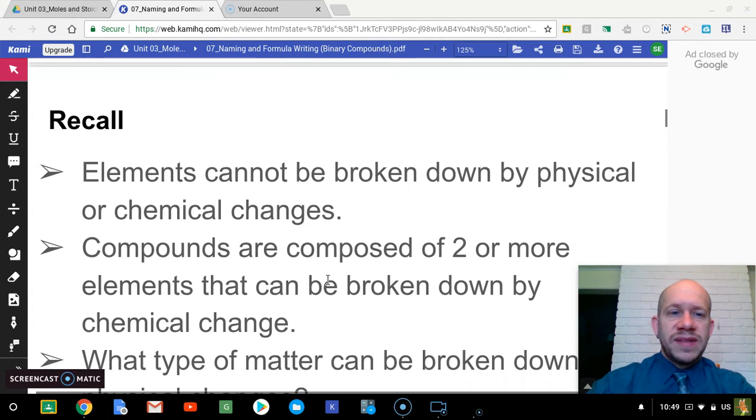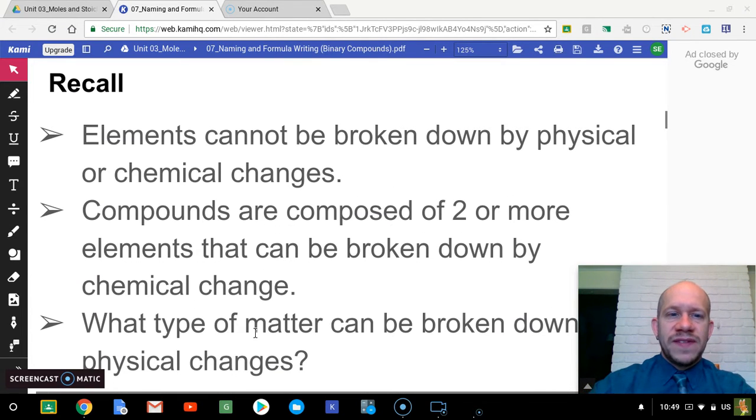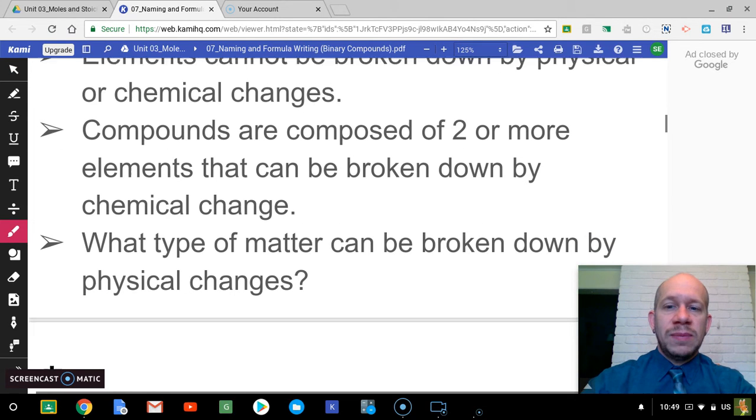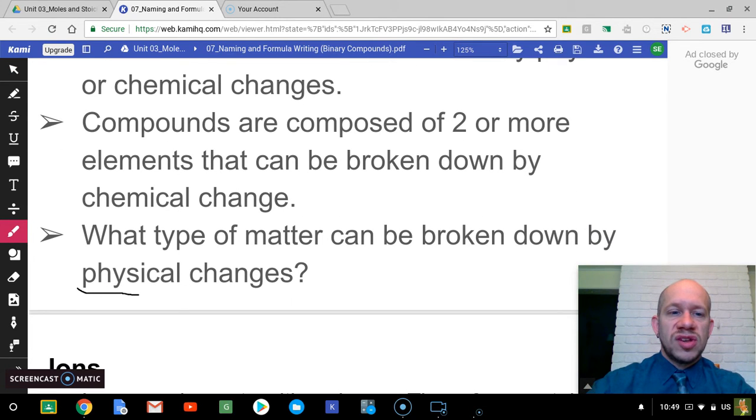Recall from our last unit that elements cannot be broken down by physical or chemical changes. Compounds are composed of two or more elements that can be broken down by chemical changes. And recall what type of matter can be broken down by physical changes. Hopefully you said mixture.